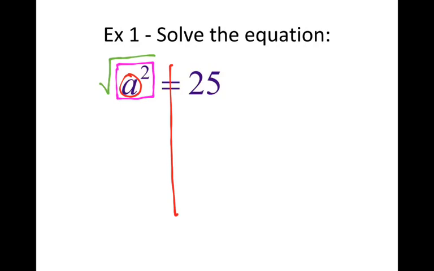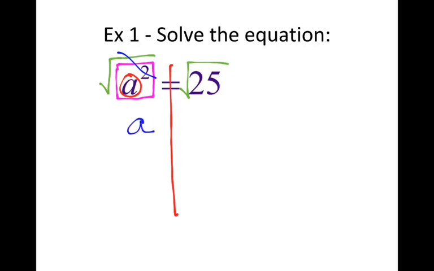So we're taking the square root of the left side, which means we need to take the square root of the right side. Once we do that, we're going to simplify. On the left side, how do we simplify it? What happens? The square and the square root, those cancel each other out, right? What does that leave? A.